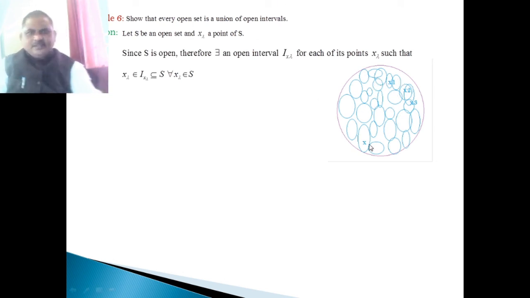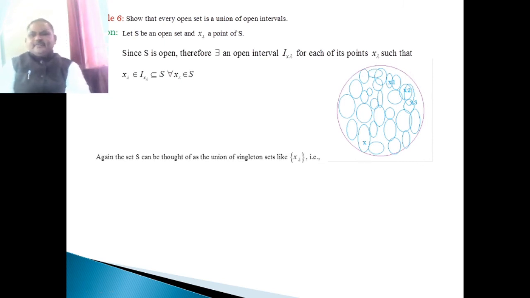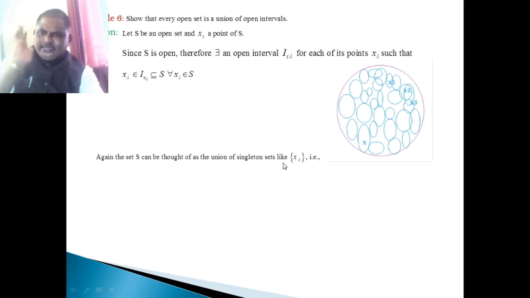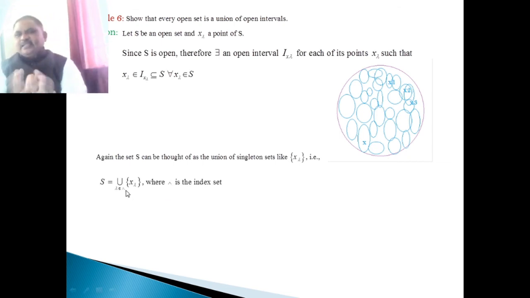Suppose this is the point x1, and this is its open interval; x2, x3, and so on, up to x lambda. Suppose this is x lambda, and x lambda belongs to this open interval, and these open intervals contain the whole set. Again, the set S can be thought of as the union of single-element sets x1, x2, x3, x4, and so on up to x lambda. S is equal to the union of the single-element sets x lambda, where capital lambda is the index set.